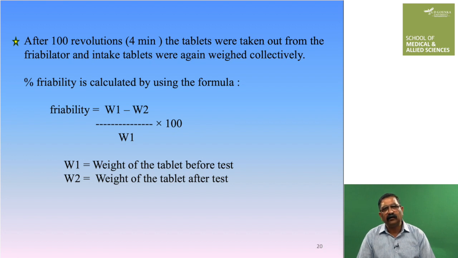and are again weighed collectively. The percentage friability is calculated by using the formula where the friability is (W1 minus W2) divided by W1, multiplied by 100. Thus, in this case, W1 is the weight of the tablets before the test and W2 is the weight of the tablets after the test.